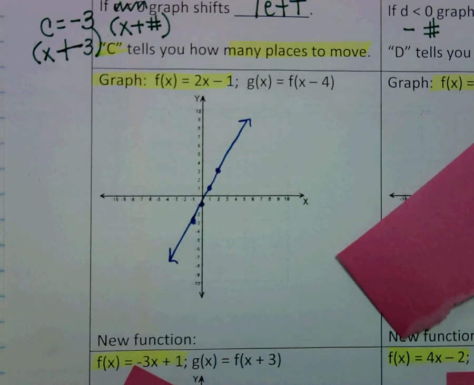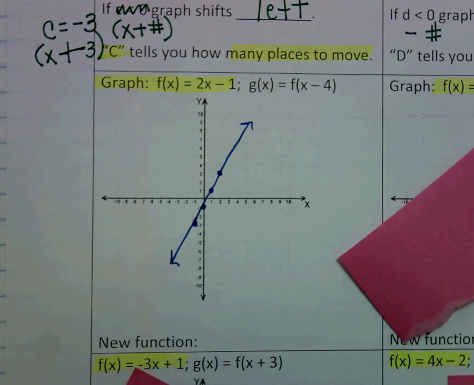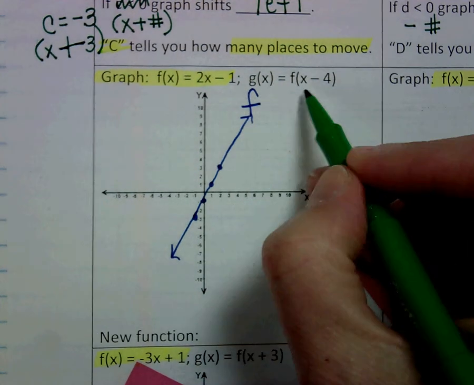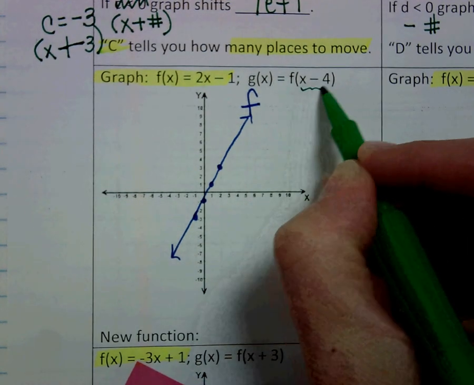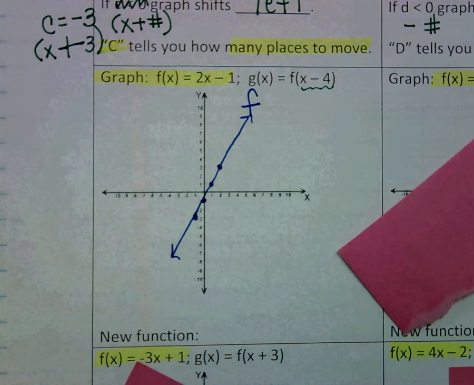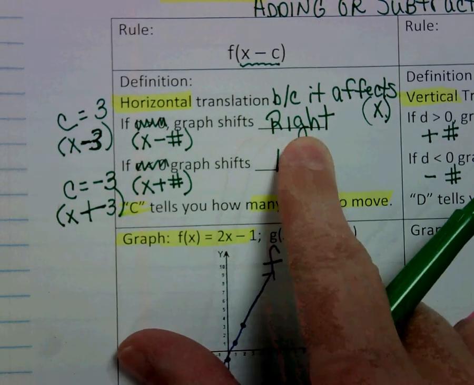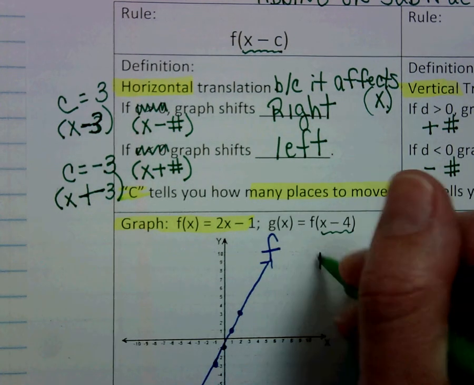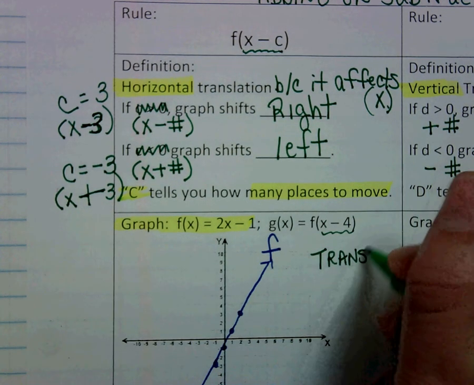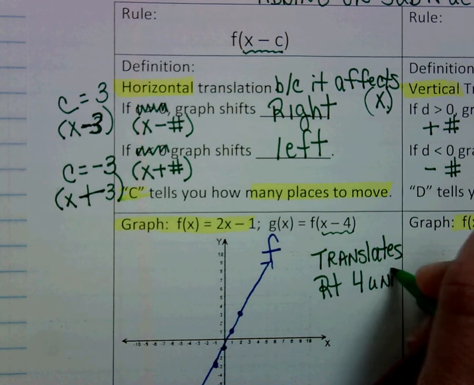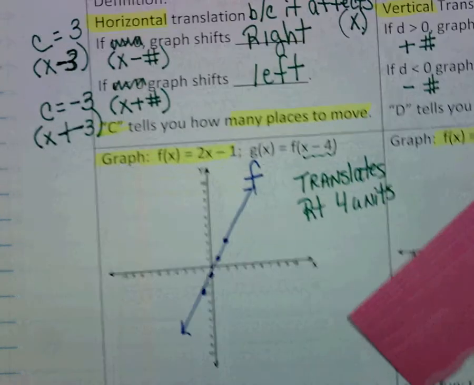Okay, so the first transformation we're going to look at. We have our original graph f, and I want to translate it so that we are doing this. Now it says x minus 4. So we know, according to what we set up here, if it's x minus a number, that means our graph is going to shift right. So we could say that our graph is translating right 4 units. So the graph can be really helpful.